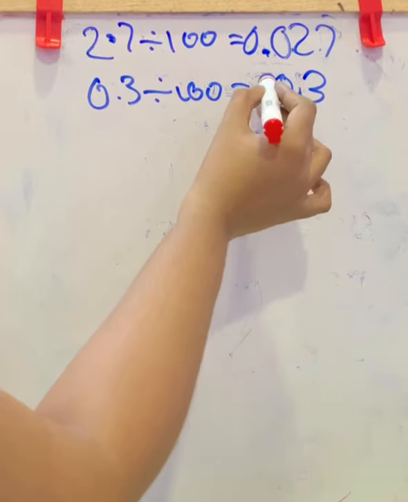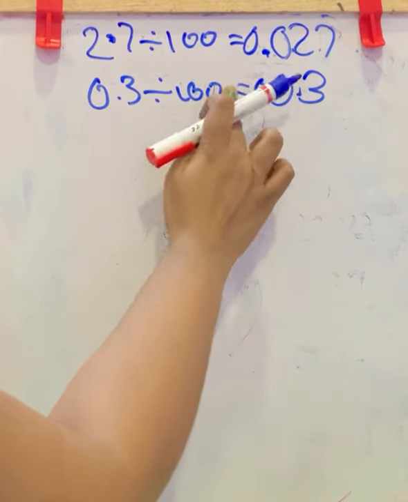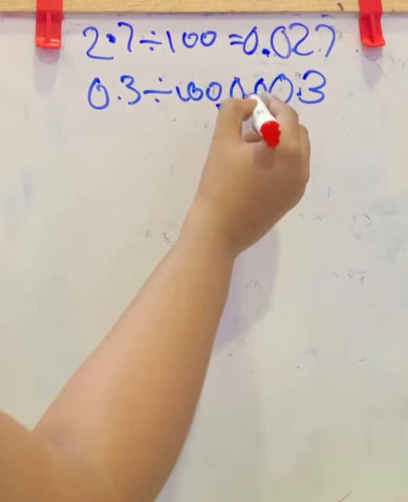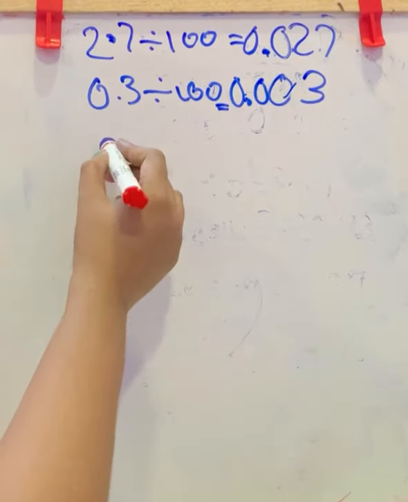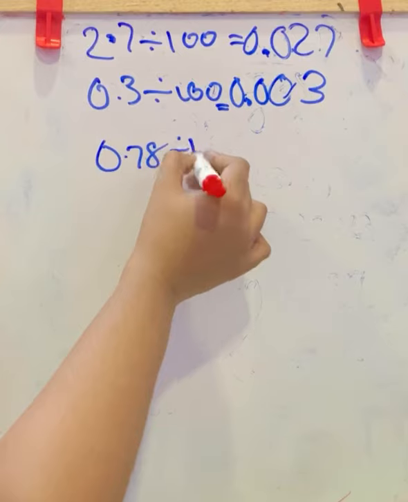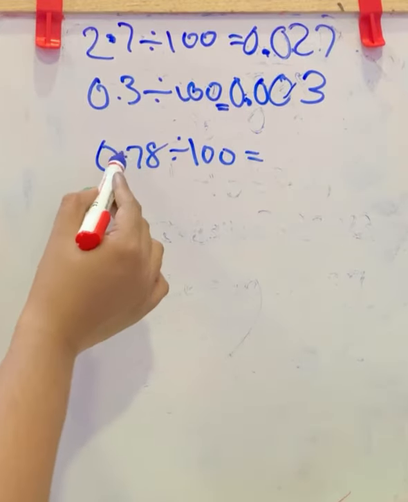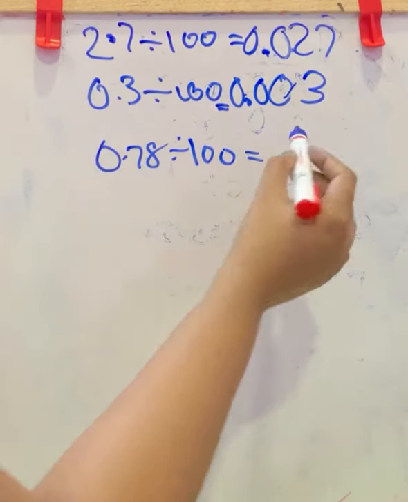From here 1 place, 1 more place means you will add a 0 here. Also you can say 0.003. Next, 0.78 division 100. Now, from here also move 2 places to left side.